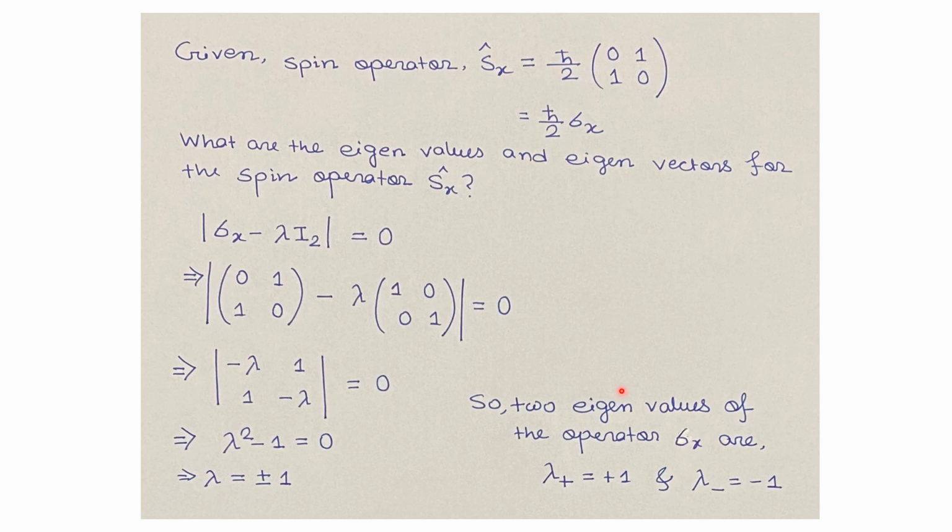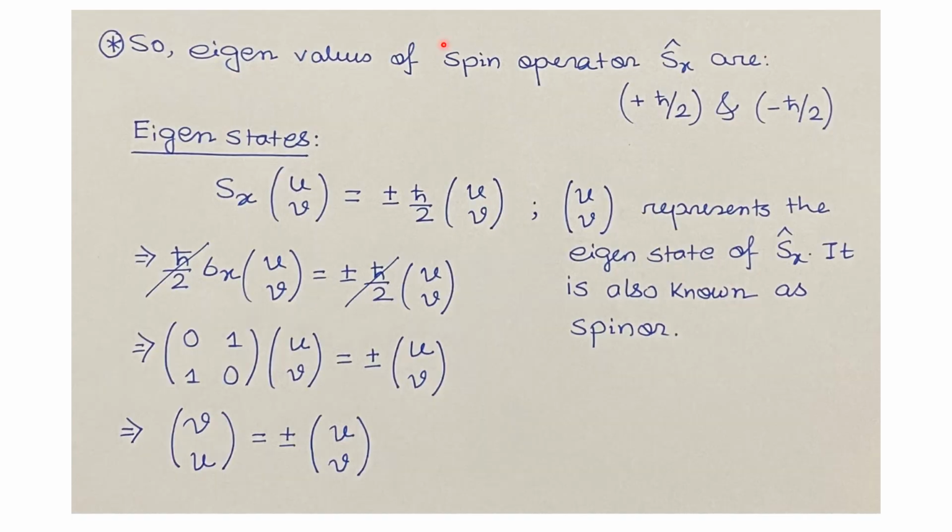So the eigenvalues for this operator Sx cap will be basically ħ/2 times lambda plus and ħ/2 times lambda minus. So the eigenvalues of this spin operator Sx cap are plus minus ħ/2. Now we will find the eigenstates for this spin operator Sx cap. Let us consider (u, v) represents the eigenstate of Sx cap. It is also known as a spinor.